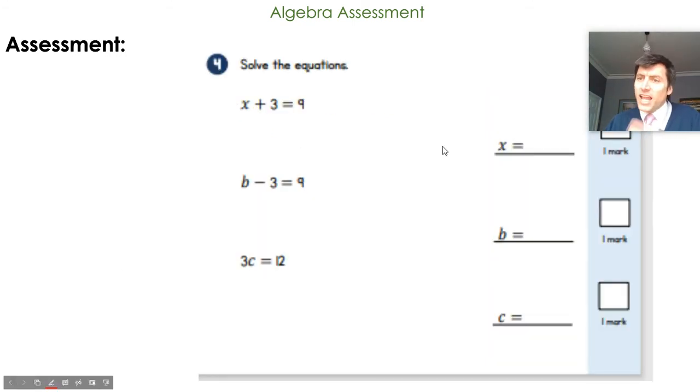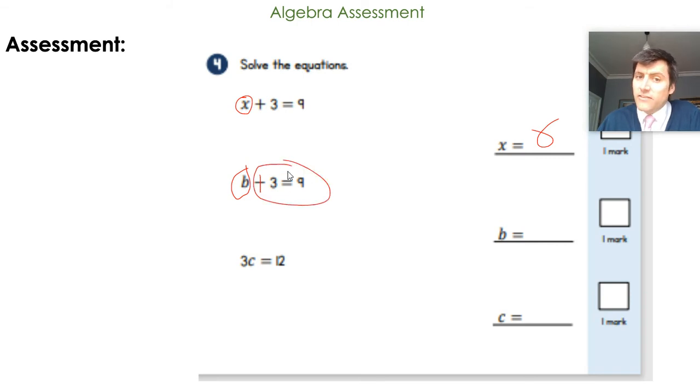Solving these equations then. I think this is where a few of us came a little bit unstuck, but don't worry about it. X plus 3 is 9. Well, something plus 3 is 9. Well, what goes with 3 to make 9 as a sum? 6. Easy peasy. What do I subtract 3 from to make 9? So I've got to add 3 to 9 to make that first value. So that's going to be 12.